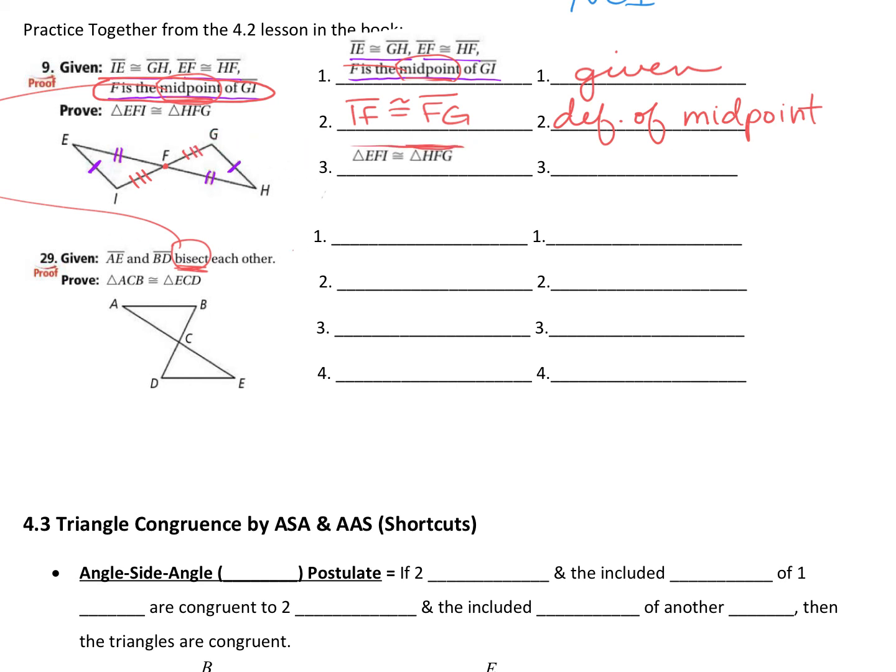So we're going to say, last step is always what they asked you to prove, right? We're going to put this here. Triangle EFI is congruent to triangle HFG by SSS. See, these proofs aren't terrible, right? You guys are going to do great.